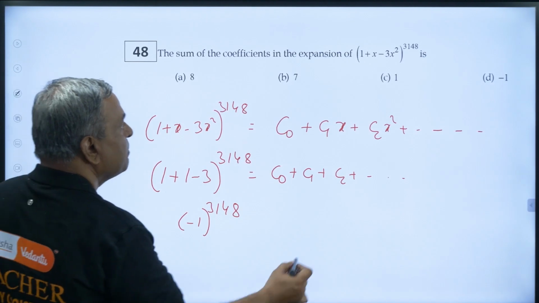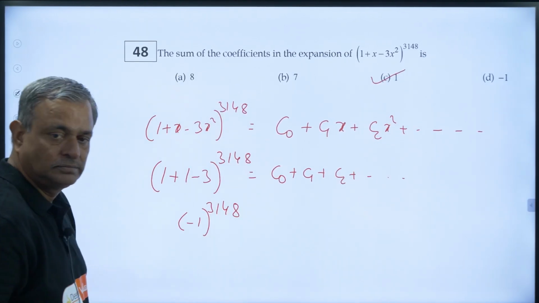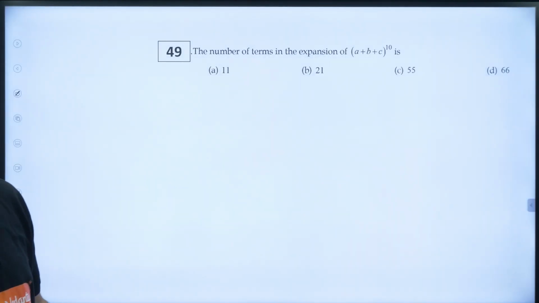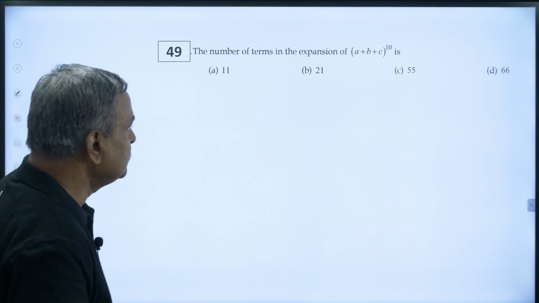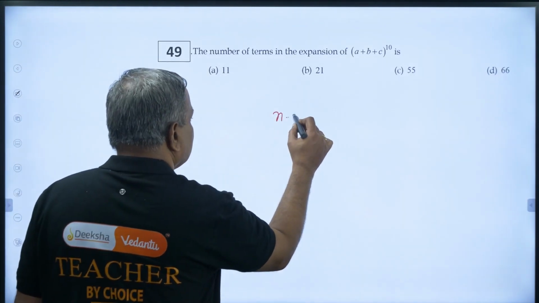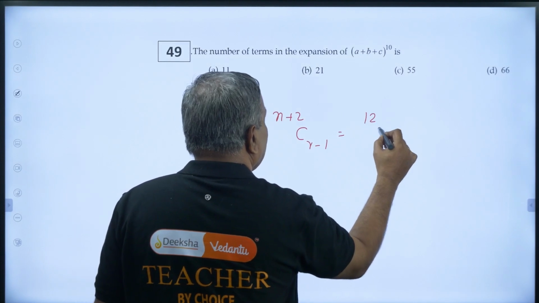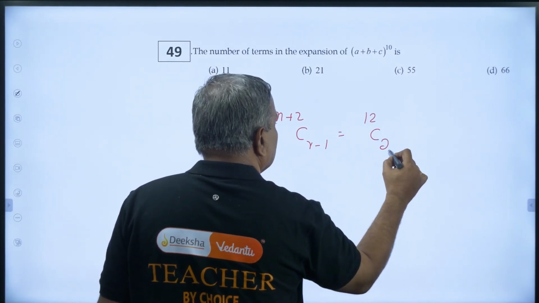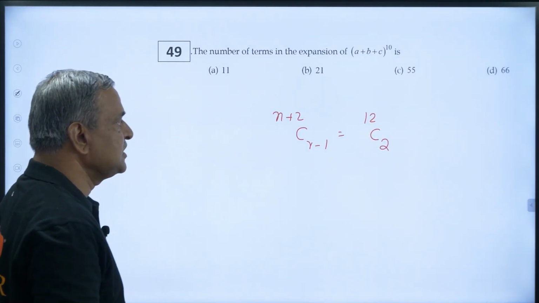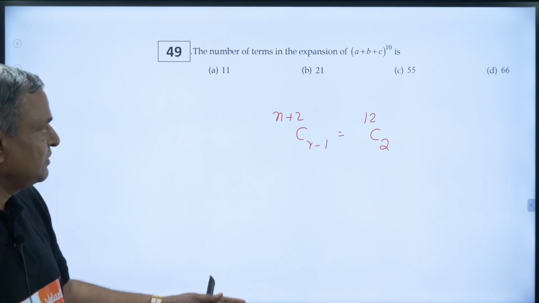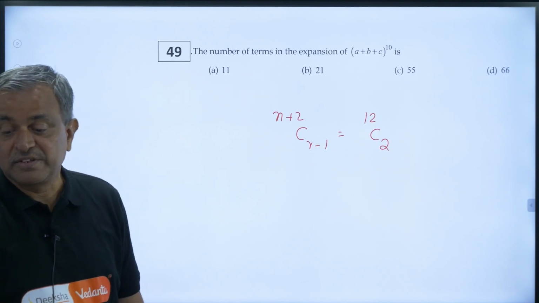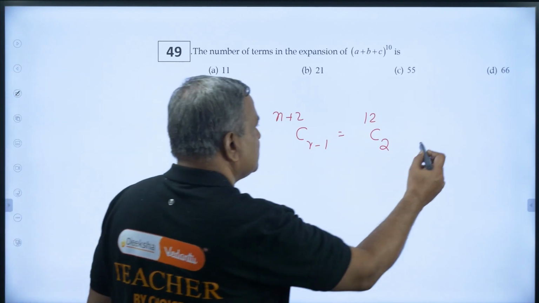So it's an even number. Option C is correct. 49. The number of terms in (a plus b plus c) to the power 10. Direct formula is there. This is nothing but n plus 2 c r minus 1. This will give you 12 c2, because 3 terms are there, a plus b plus c, so 3 minus 1 gives 2. 12 c2 is the answer. 12 c2 comes out to be 66.